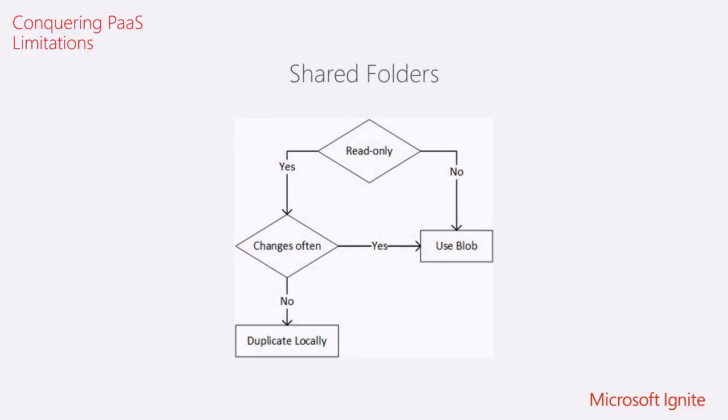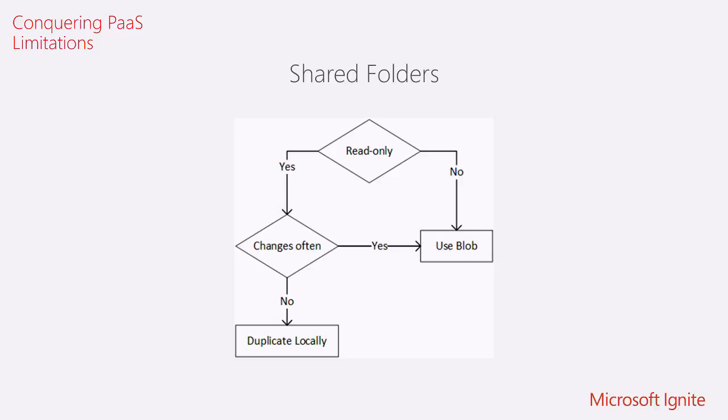This is also something that will help you decide: if the folder that is being used by the web application is read-only, then you ask yourself, does it change often? If it changes often, then probably you want to use a blob, because through the REST API you can change the files continuously, and it's going to be used by all the other applications.